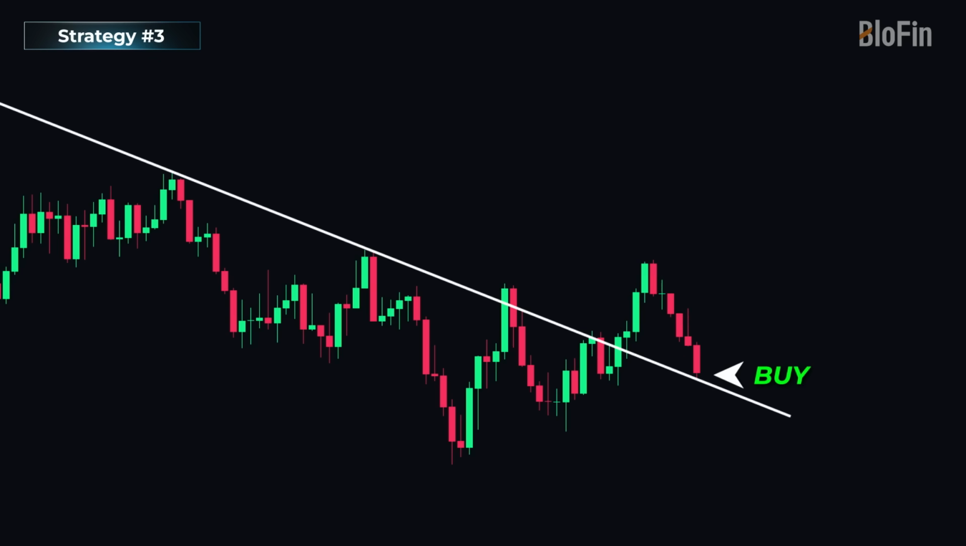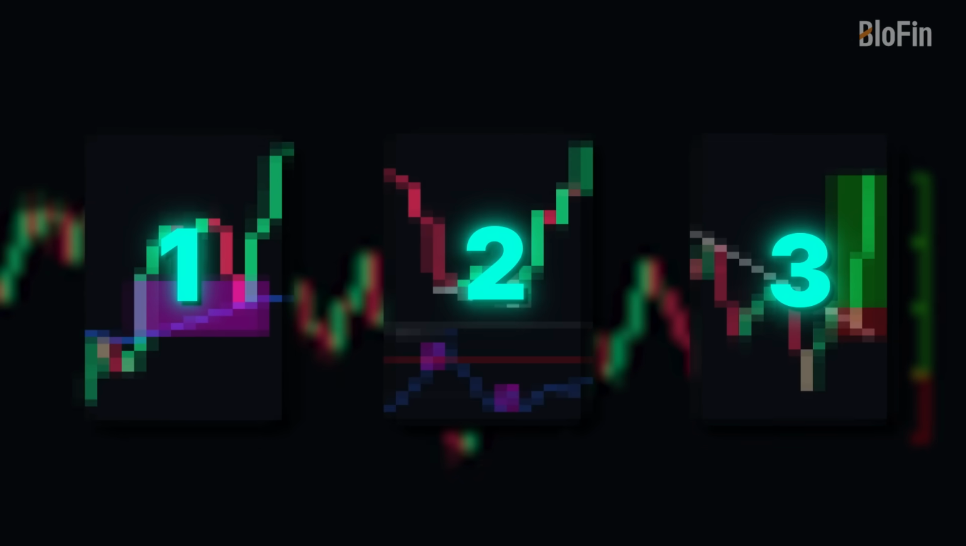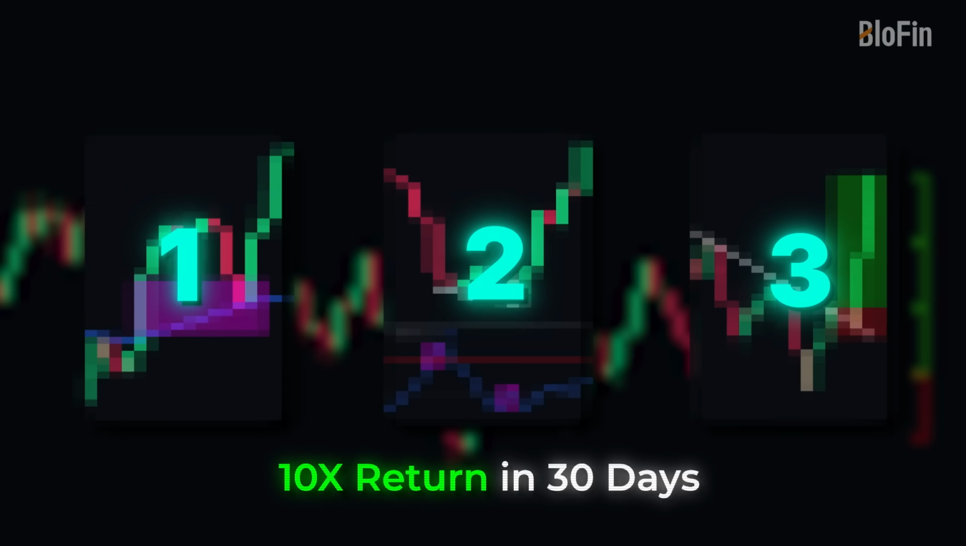And because we waited for a pullback, this gives us a better risk-to-reward entry. I like to place a tight stop loss just below the trend line, and for the take profit target, we can aim for 3 times the stop loss. As you can see in this example, price continues moving up and eventually hits our take profit target, a clean and successful trade. So those are the top 3 strategies I use to 10x my account in less than 30 days.